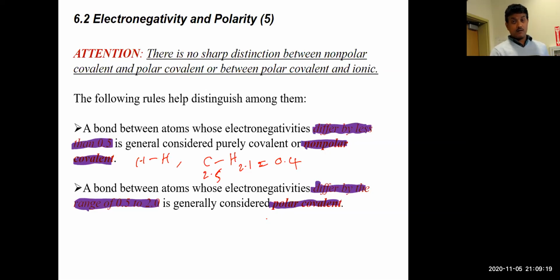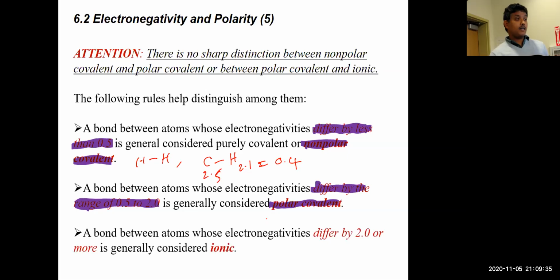Example: HF has at least 2 electronegativity difference. HCl, HBr, or CCl, CF, or NO. All of these bonds have an electronegativity difference that falls in this category of 0.5 to 2.